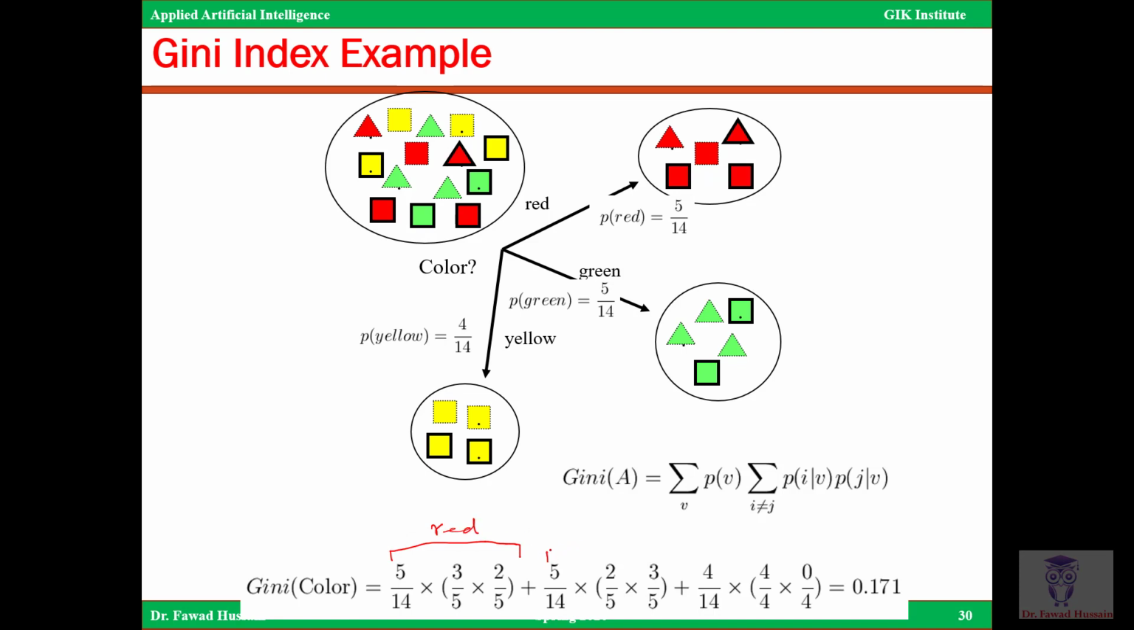Next we have the value for green. This is the probability of green, this is the number of squares in green, and this is the number of triangles in green. So this corresponds to green and this corresponds to yellow.